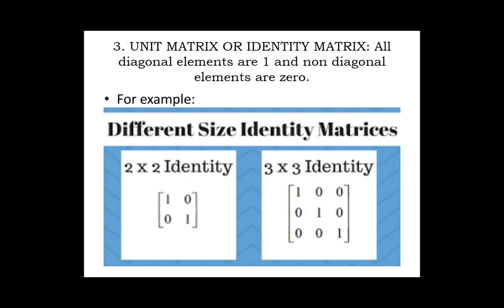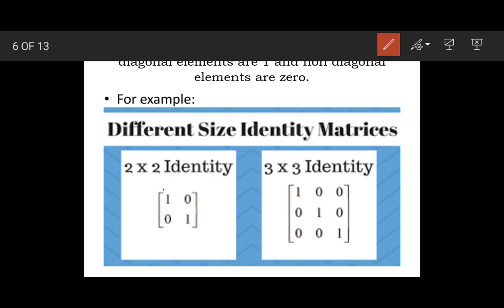The third type of square matrix is a unit matrix or identity matrix. So what is a unit matrix or identity matrix? When all diagonal elements are 1 and non-diagonal elements are 0, then that matrix is known as a unit or identity matrix. See, in this example, diagonal elements are 1, non-diagonal elements are 0. Again, diagonal elements are 1, non-diagonal elements are 0.